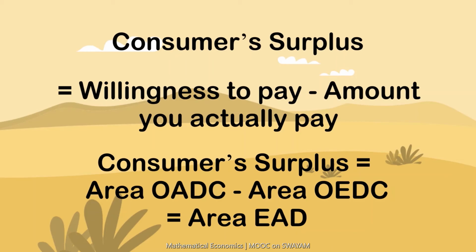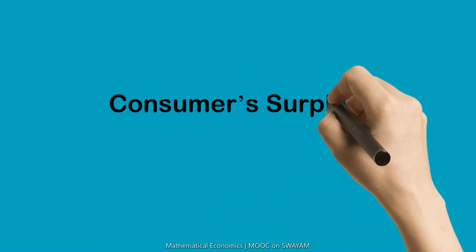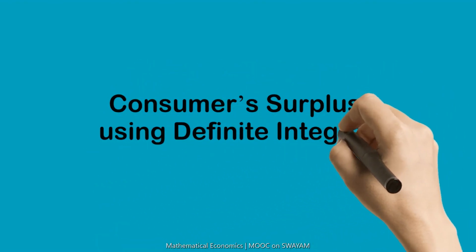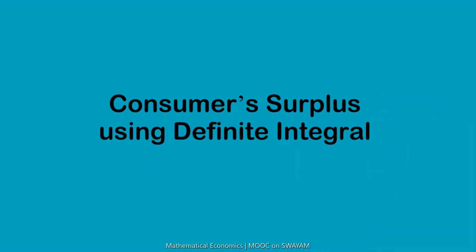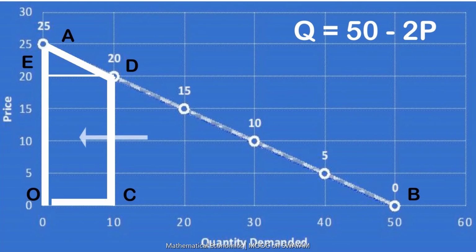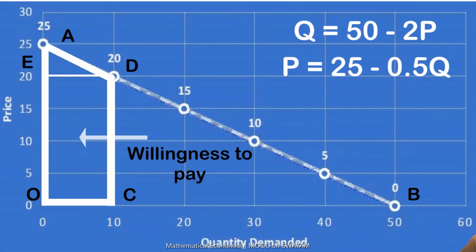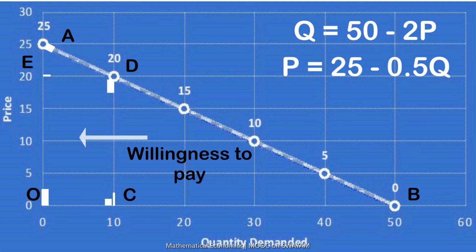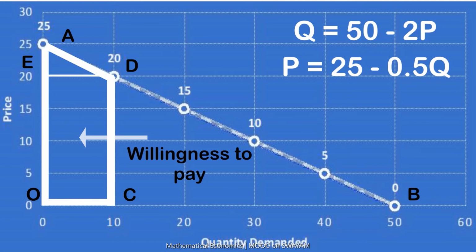This consumer's surplus may be calculated by using the concept of definite integral. The area under the demand curve from point 0 to 10 is the willingness to pay. The numerical value for this area can be found by the definite integral from 0 to 10. Note here that we have to use the inverse demand function. Do you know the reason? Think it over.